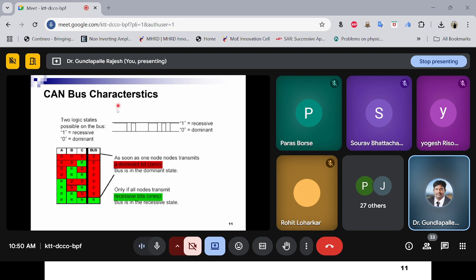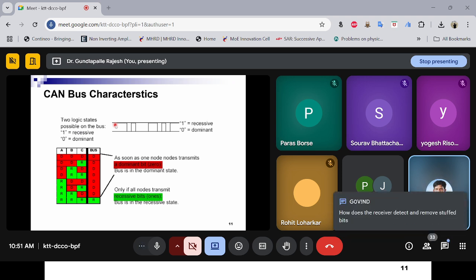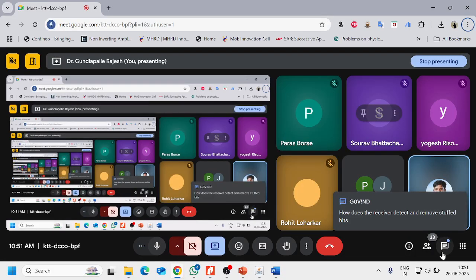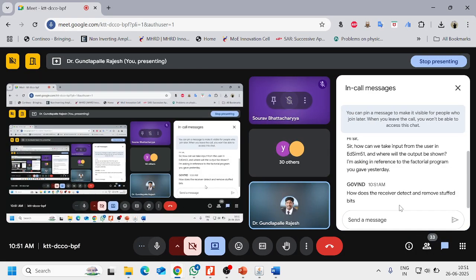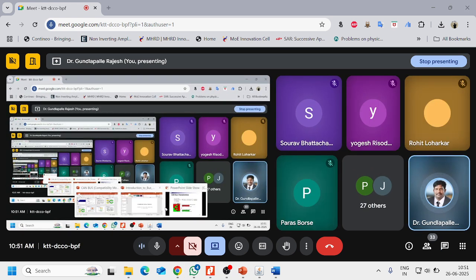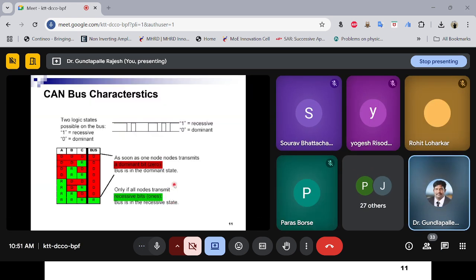So now, what are the characteristics of a CAN bus? If you see the CAN bus characteristics, someone has raised a question. Yeah, so how the receiver will know is, a synchronization signal will be given between the sender and the receiver once the connection is created.